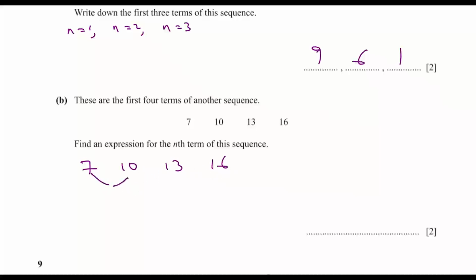So we have 10 subtract 7, 3. 13 subtract 10, that will be 3. Then 16 subtract 13, that will also be 3. So at the first difference, we have a common difference. That implies that this is a linear sequence or arithmetic progression.